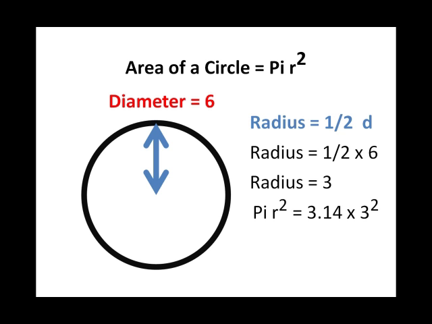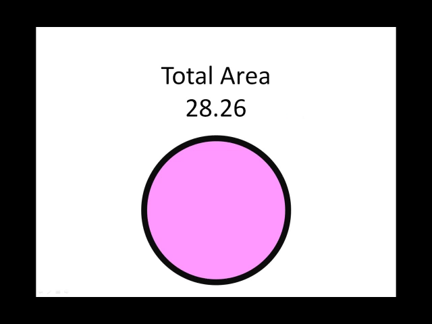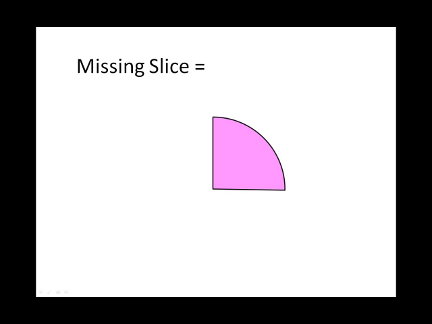So if we plug in our formula, pi r squared, we know that pi is 3.14, and we know our radius is 3, so we're going to square 3. So our equation is 3.14 times 9. 3 squared is 9, which gives us the total area of 28.26. So now we know that our total area of our circle is 28.26. So there's our missing slice. We found our missing slice, and we need to find the area of this slice.